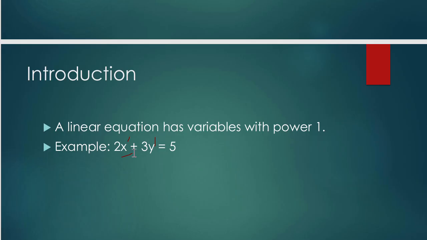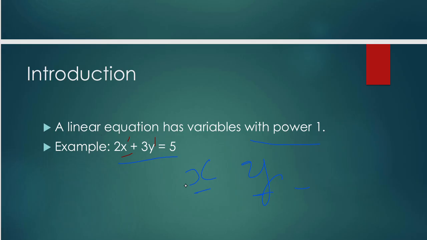So, what do you mean by linear equation? Linear equation has the variable with power 1. As you can see here, an example given: 2x plus 3y is equal to 5. How many variables are there? 2x plus 3y. That means x is one variable, y is another variable, x and y. So there are two variables.